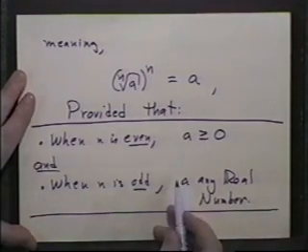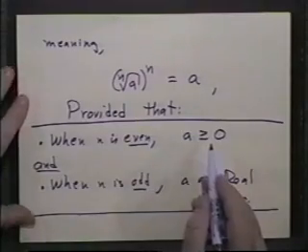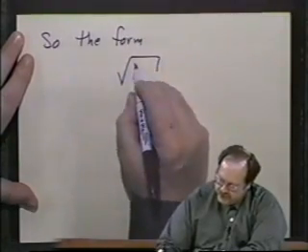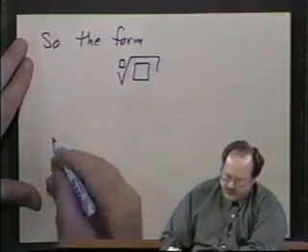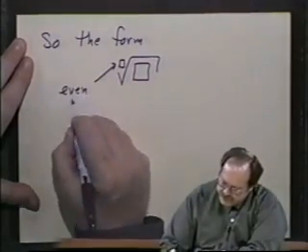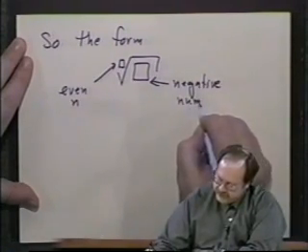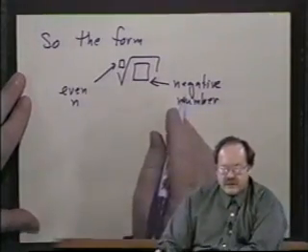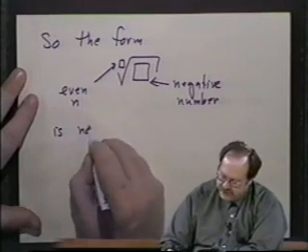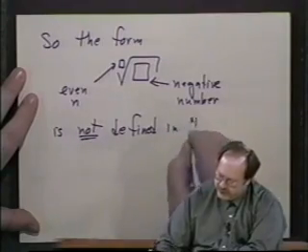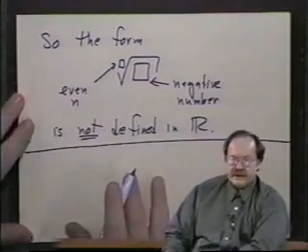So, why would there be such a restriction? Let me go ahead and tell you why on the next sheet here. The problem is the following. The form which looks like this, square root of something to the something power, the form where this is an even n, and this is a negative number, any negative number whatsoever, that form is the one that I've just said is not defined in the real numbers. And that is the problem. It is not a real number.